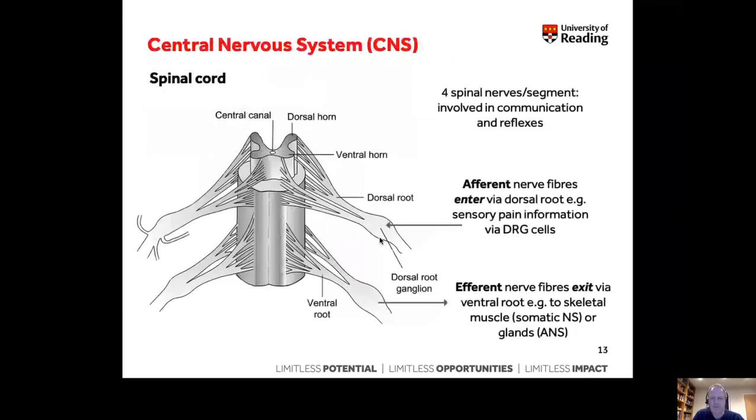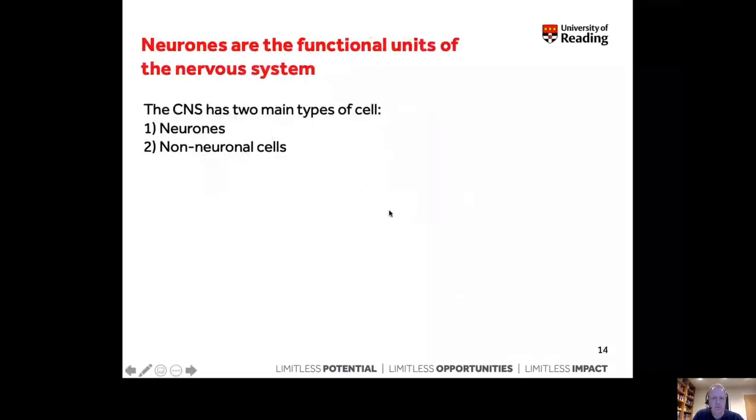So that's a good place to end the first screencast. What we'll do after this introduction is go on to talk a little bit about neurons and also how neurons communicate within the central nervous system.